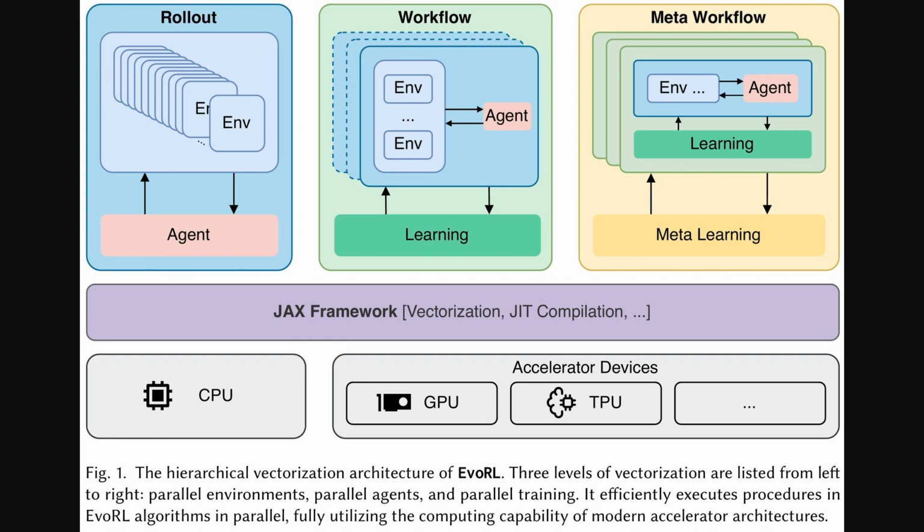So a key architectural feature of this EvoRL framework is its hierarchical vectorization. This means it's designed to run many things in parallel, at different levels. Think of it like this. It can handle multiple simulated environments at once, multiple AI agents learning simultaneously within those environments, and even parallelize the training process itself. This multi-level parallelism is what really lets it take full advantage of those graphics processing units and the JAX library, making everything much faster.